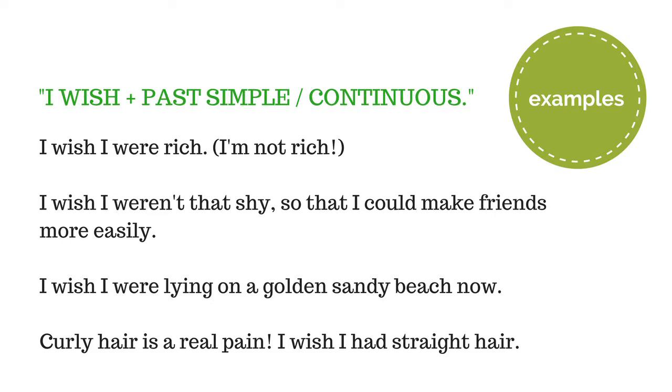Well, in wishes we use were in all the persons, even in the first and third singular person. So in other words, we use were instead of was after I, he, she, it. So if you said, I wish I was rich, it would be wrong. We say, I wish I were rich. Now, moving on. I wish I were lying on a golden sandy beach now. But the truth is, I'm stuck in an office working till late.